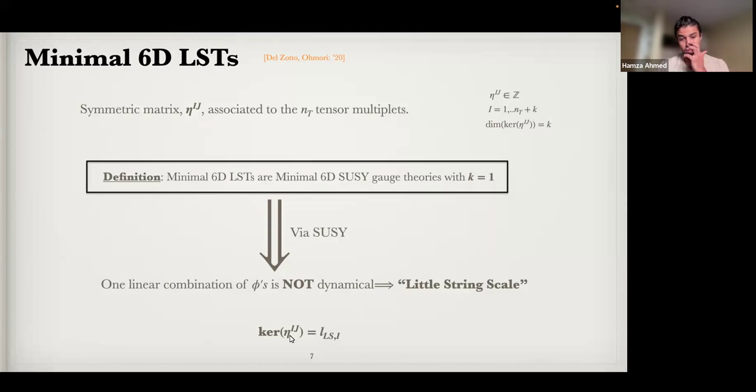So the kernel of this matrix is what, in the physics, is called the little string charge. Again, this will have a mapping onto the geometry side, and I'm defining this here because I will use this quantity later in formulas. So you don't really need to care about the names per se, but just remember the notation.